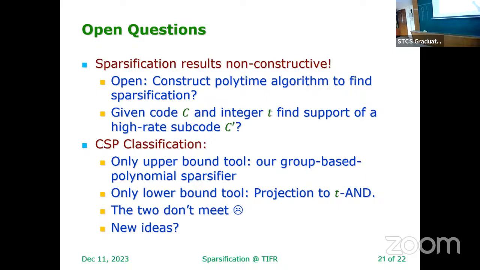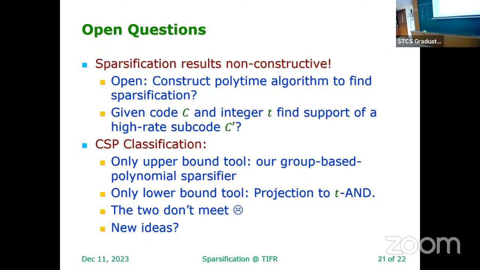Another one is when it comes to the CSP classifications, it turns out by the time we're done with this kind of code sparsification methodology, we've got all the techniques wrapped into just this one thing. Every known CSP sparsifier is a special case of our sparsifier. And the only lower bounds we know is because there is some constraint out here which looks like an AND of many variables, and this is something that's known to be not sparsifiable. And so the lower bound technique is far away from the upper bound technique. We don't know how to make these match.